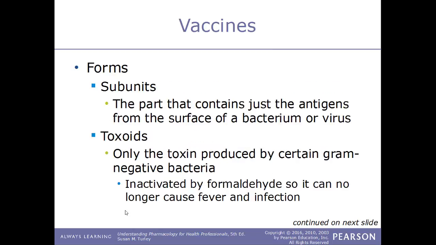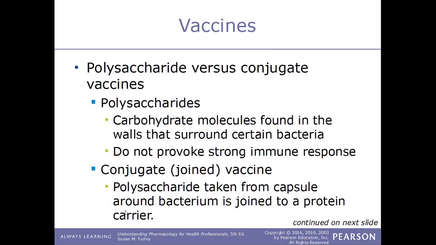See, another type of vaccine are subunits. And in these vaccines you have just the part that contains the antigen on the surface of the bacterium or the surface of the virus. So you don't need the full intact bacterium or the full intact virus, just the bit that you need. See, another form of vaccine are toxoids. And these contain only the toxin produced by certain gram-negative bacteria. And these toxins are inactivated by formaldehyde. It can no longer induce a fever or infection. All right, now we'll talk about polysaccharide versus conjugate vaccines.